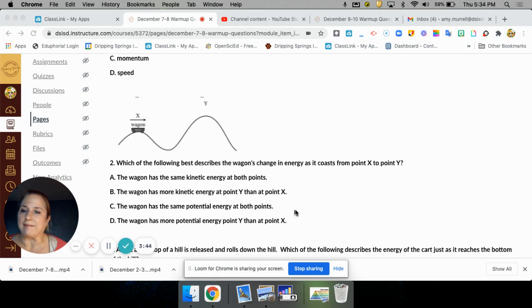C, the wagon has the same potential energy at both points. Nope, this one is a lower point, so it has less potential energy. Or finally, D, the wagon has more potential energy at point Y than at point X. Yes, this is true because point Y is a higher point than point X. So there's more gravitational pull, so more potential energy. So number 2 is D, the wagon has more potential energy at point Y than at point X.